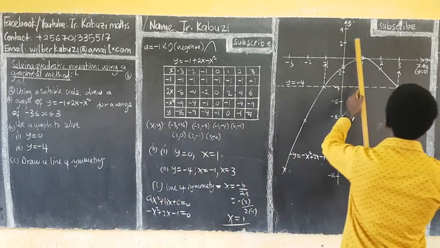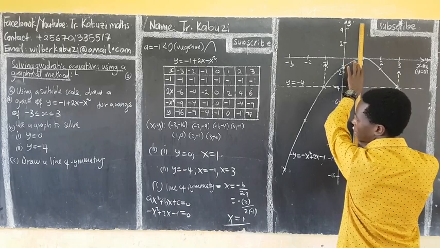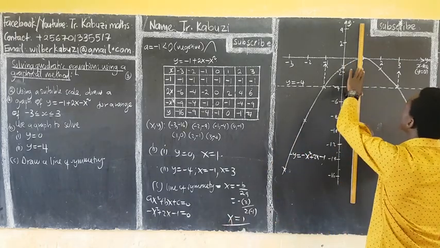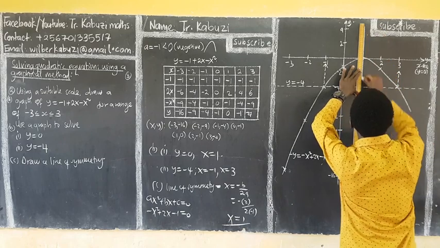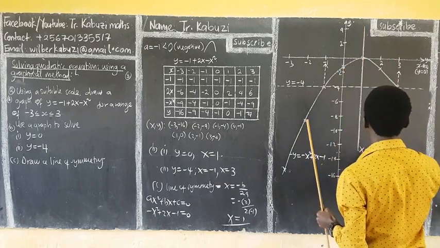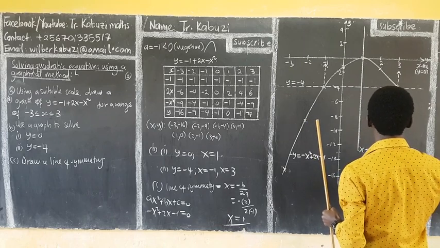Now my line of symmetry is here. To draw it, I come and I draw. But this one, you see it's x equal to 1, so it's going to cut the x-axis. This is my line of symmetry, x equal to 1.